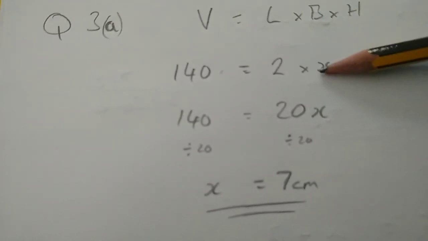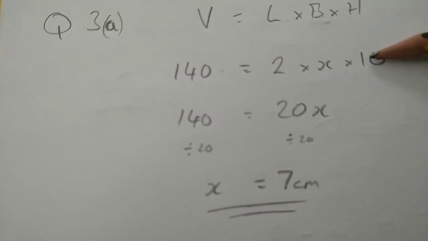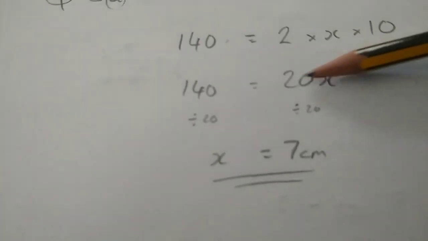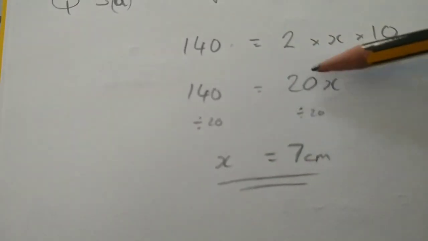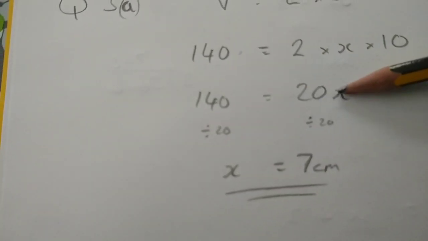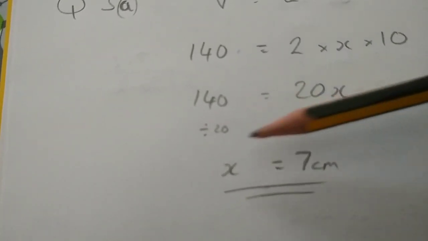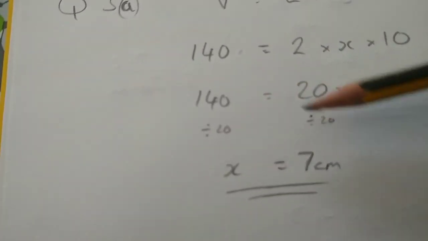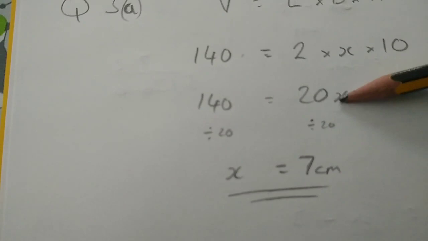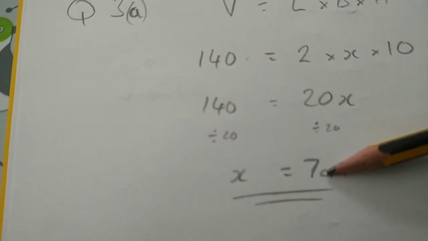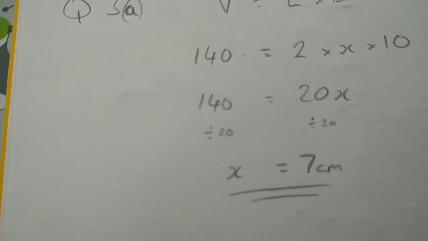So 2 times x is 2x, and 2x times 10 is 20x. So here we know 20x equals 140, so 20 multiplied by that missing length is 140. If I want to know x on its own, a little bit of practice from last week with the equation work, we just divide both sides by 20. So x would be 140 divided by 20, which is 7. Quick look at the units from the question, that'll be 7 centimeters.